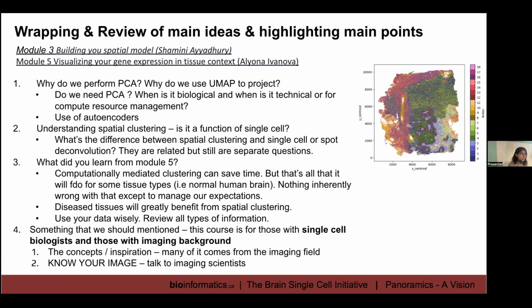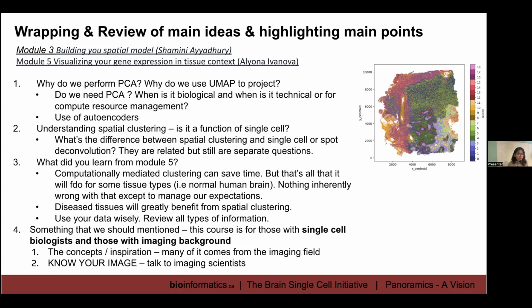In general, the principle is the same, all right? But the question is, do we need PCA? So there are several reasons to do PCA. One thing is you want to dilute out the noise, so you want to denoise your data set. You want to enhance the actual biological signals. But some people also do PCA because it makes your compute process efficient as well, so it's also for resource management.